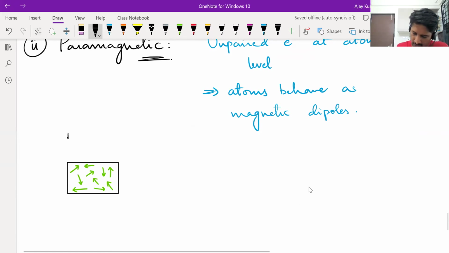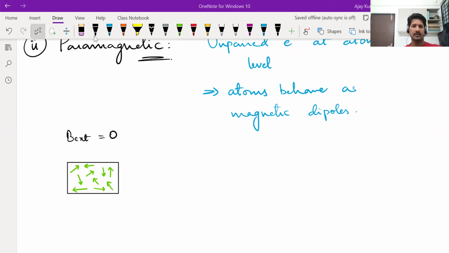So suppose we don't switch on any external magnetic field. At the atomic level, there is magnetism. Okay, each arrow represents the dipole moment of an atom. But they are all randomly arranged inside the material. So tell me, what will be the net dipole moment of this system? If all the dipoles are randomly arranged, how much will the net dipole moment of the system be? Just tell me, will it be zero or non-zero?